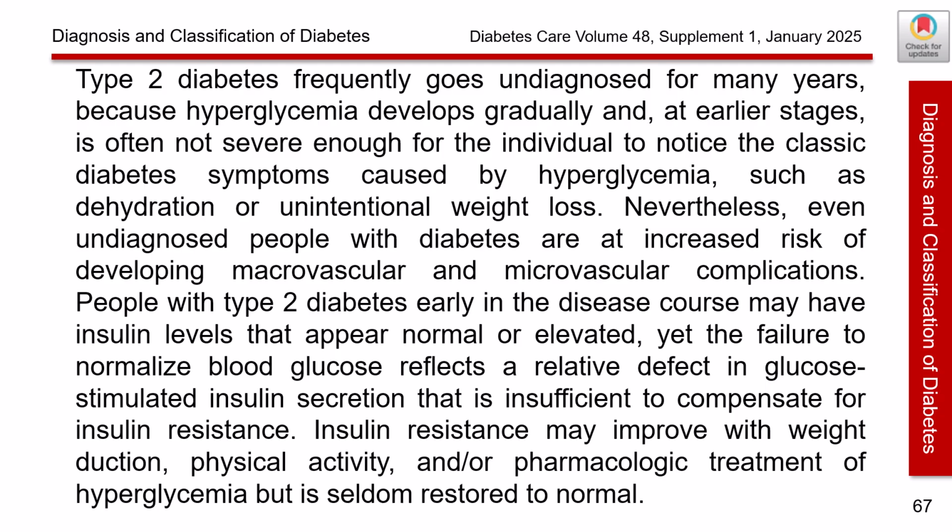People with type 2 diabetes early in the disease course may have insulin levels that appear normal or elevated, yet the failure to normalize blood glucose reflects a relative defect in glucose-stimulated insulin secretion that is insufficient to compensate for insulin resistance. Insulin resistance may improve with weight reduction, physical activity, and/or pharmacologic treatment of hyperglycemia, but is seldom restored to normal.